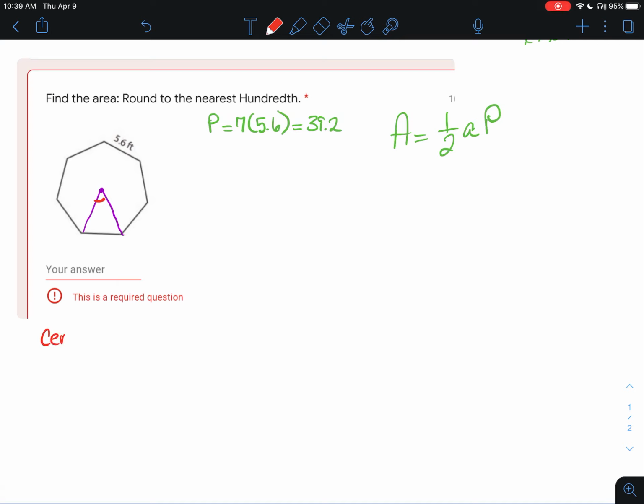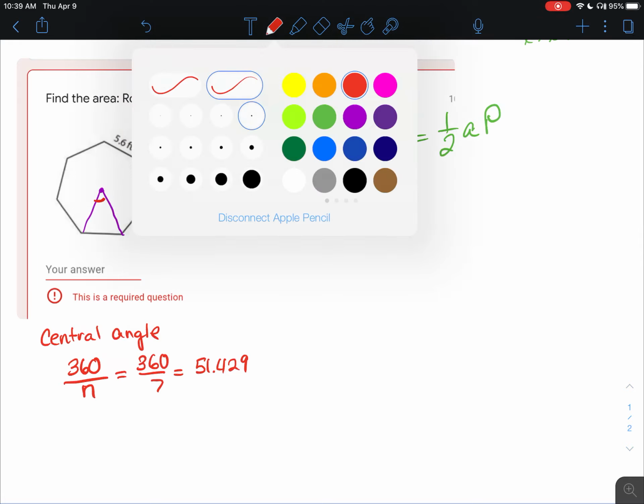So finding the central angle, we just take the 360 degrees because that's the rule. It forms like a circle, divided by n, equal to 360 divided by 7. So our central angle's measurement is 51.429. Now, just a heads up, this is going to be ugly all the way around. There's not going to be really any pretty numbers at all for this particular problem.